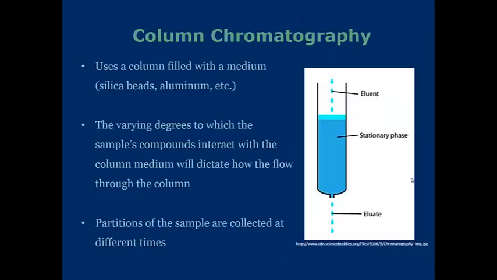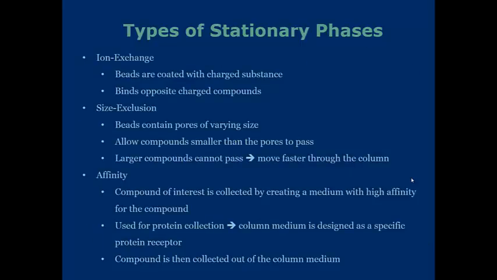Column chromatography uses a column filled with some sort of media, usually silica beads or some sort of aluminum compound. The varying degrees in which the sample's compounds interact with the column media will dictate how they flow through the column, and partitions of the samples are collected at different times. Depending on what you desire, you could also use this as a separation method. There are three types of stationary phases that are commonly used. These are referring to the beads that you see in the columns themselves.